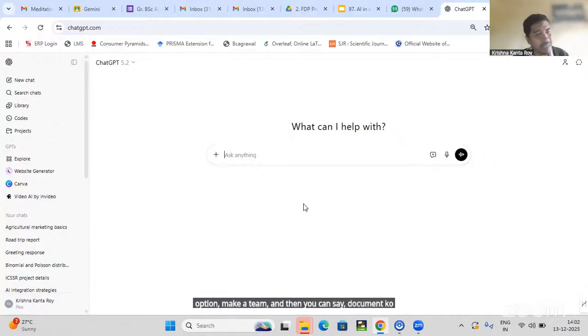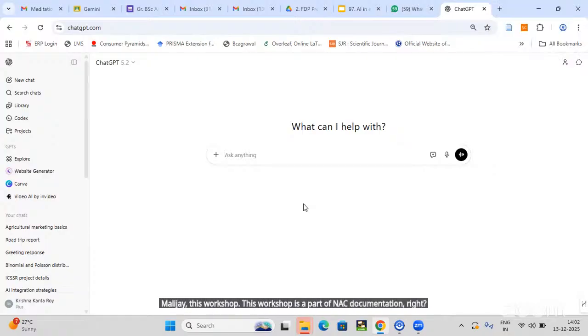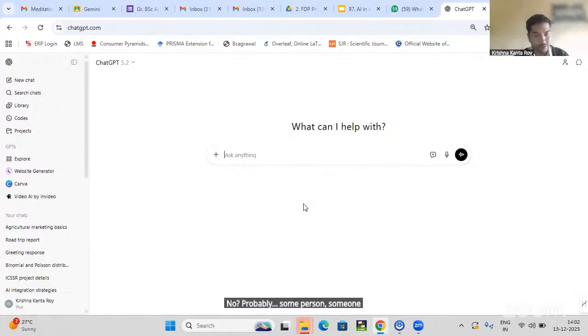nobody reads them in much detail. Suppose this workshop is a part of NAC documentation, right? Now, probably what will be happening? Someone is taking a screenshot of this, right? Someone is probably taking a screenshot and writing a report. Now you can just give the screenshot and the basics, that this happened. It will elaborate a bit, which is fine.